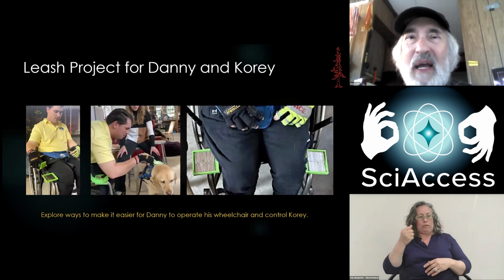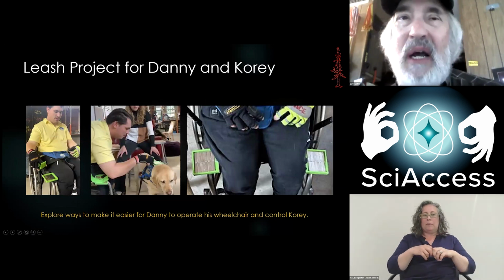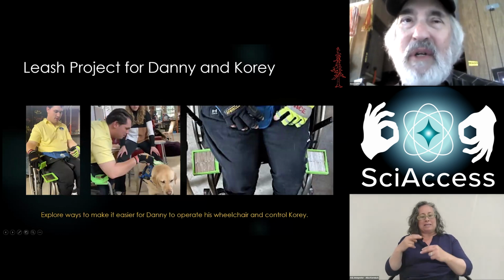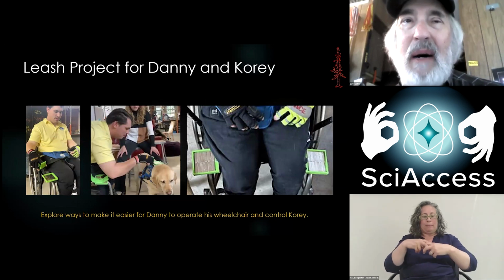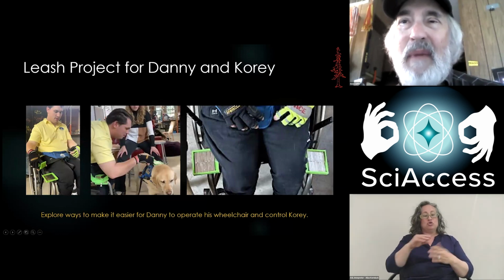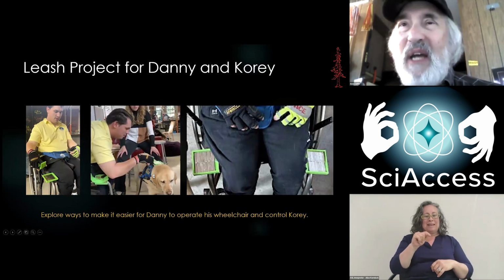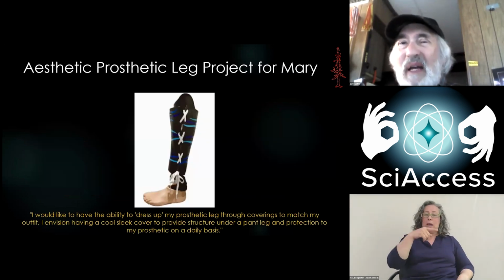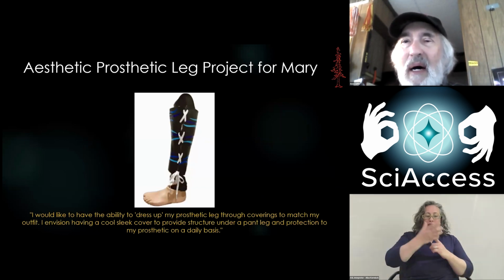Here's Danny again, and he has problems accessing the leash because it involves buckles and latches that he can't really use. So students came up with a device that uses magnets both on the dog and on his wheelchair to facilitate attaching that. This is a prosthetic leg covering for Mary.